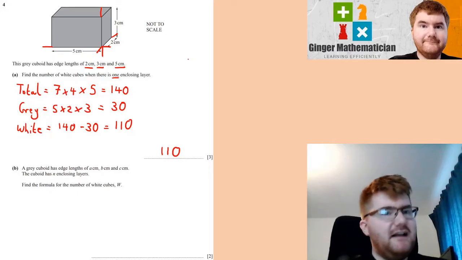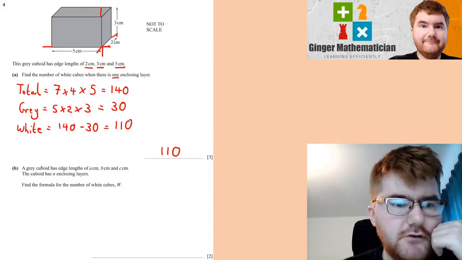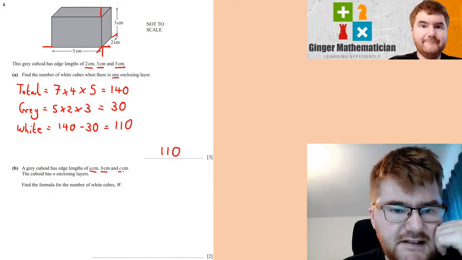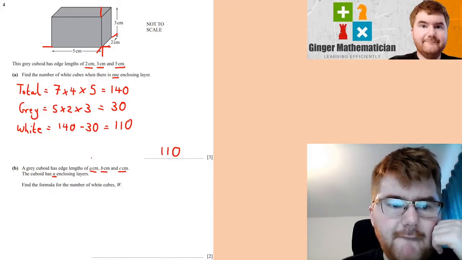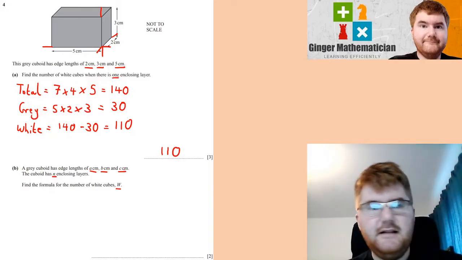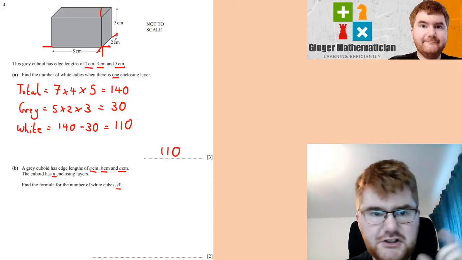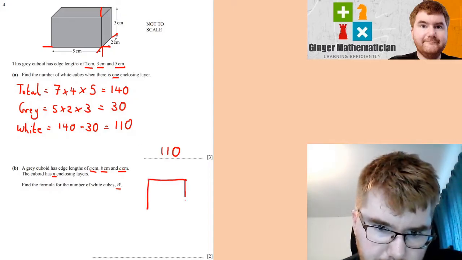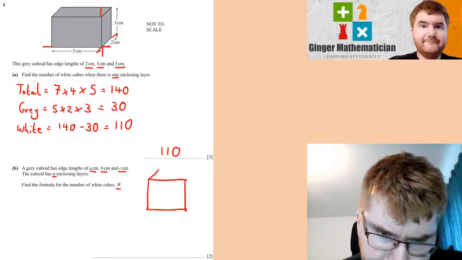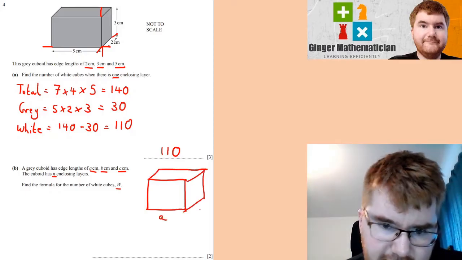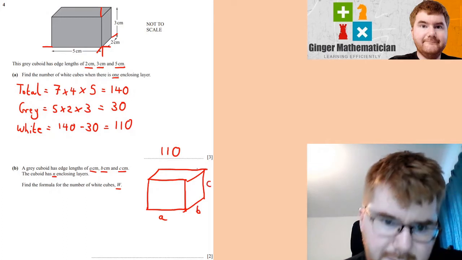And now they generalize even further. So you have a grey cuboid, has edge lengths of now A, B, and C, and the cuboid has n enclosing layers. Find a formula for the number of white cubes W. So let's think through the same logical procedure that we did before. So if I draw a cube, or cuboid in this case, so let's just draw one just so you can see what's going on. So let's call this A, this B, and this C.